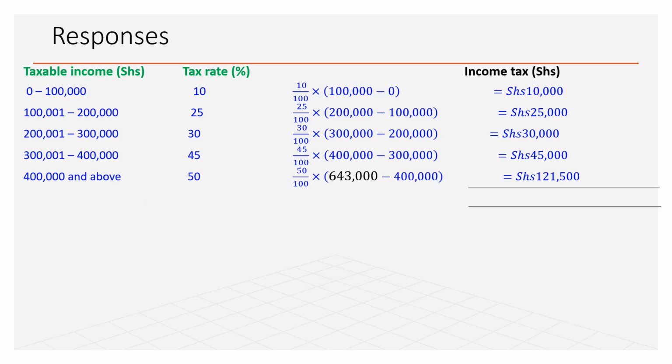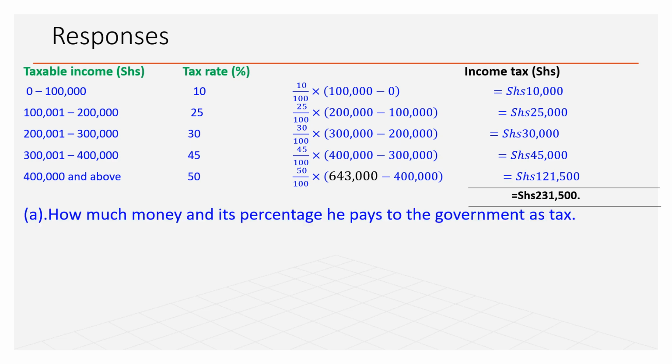So for that, we shall get a total of Uganda shillings 231,500. And that is the money that we shall deduct from the 643,000, which is the taxable income. And the balance will be the net pay. How much money, and its percentage, he pays to the government as tax. So his pay is that net income pay.